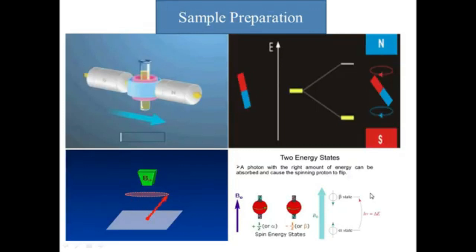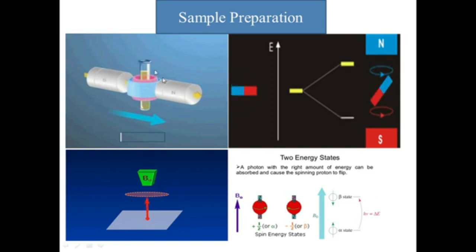Now the sample preparation. We prepare the sample using a solvent without hydrogen, for example CDCl3 and DMSO. This type of solvent is free of hydrogen, so we can use this solvent.